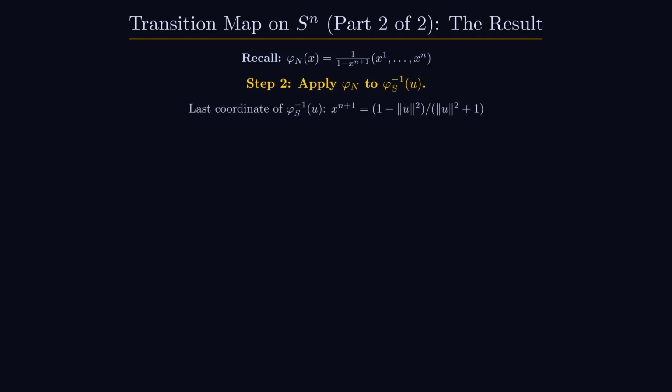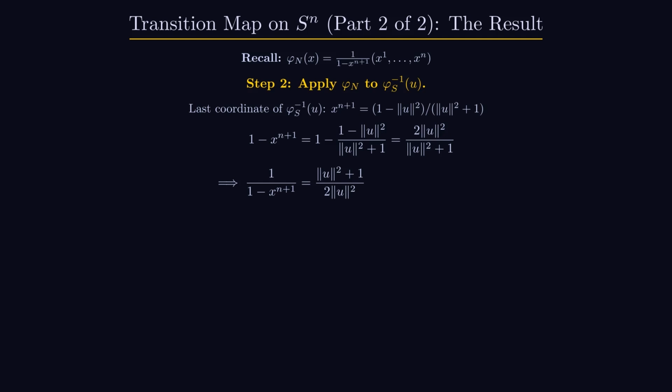Before we continue, let's briefly recall the mapping for phi n, which scales the first n coordinates by 1 over (1 minus x_{n+1}). Step 2: apply phi n to phi s inverse of u. The last coordinate of phi s inverse of u is (1 minus norm u squared) over (norm u squared plus 1). Calculating the denominator, 1 minus x_{n+1} equals 2 norm u squared over (norm u squared plus 1).